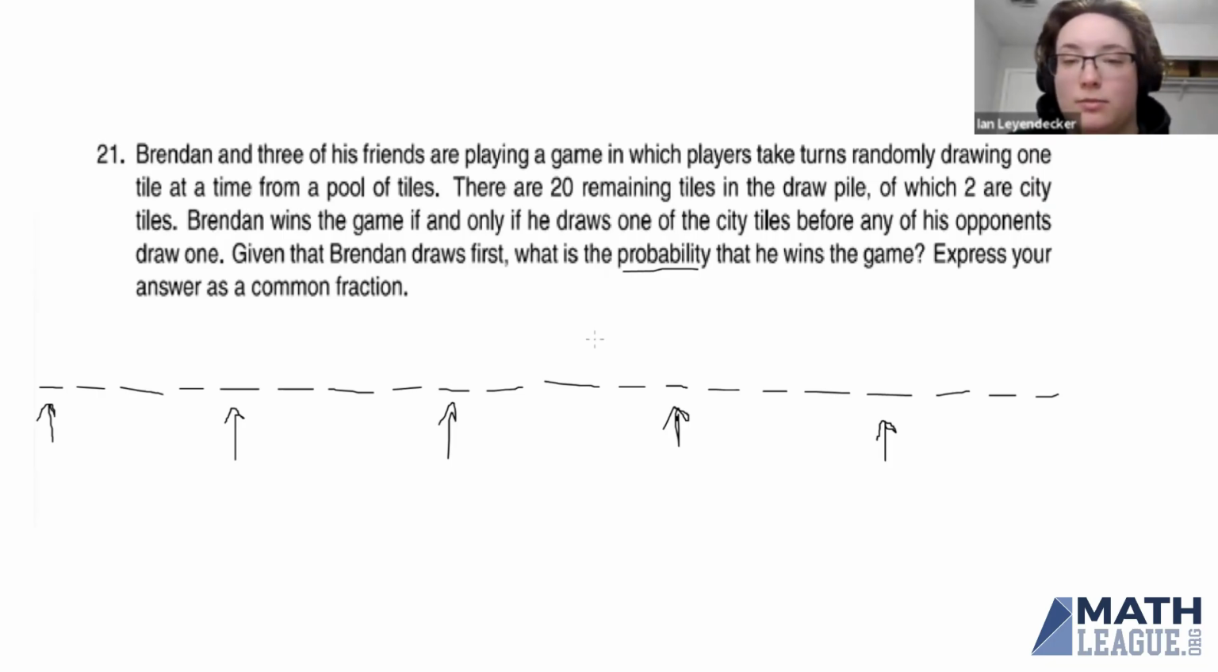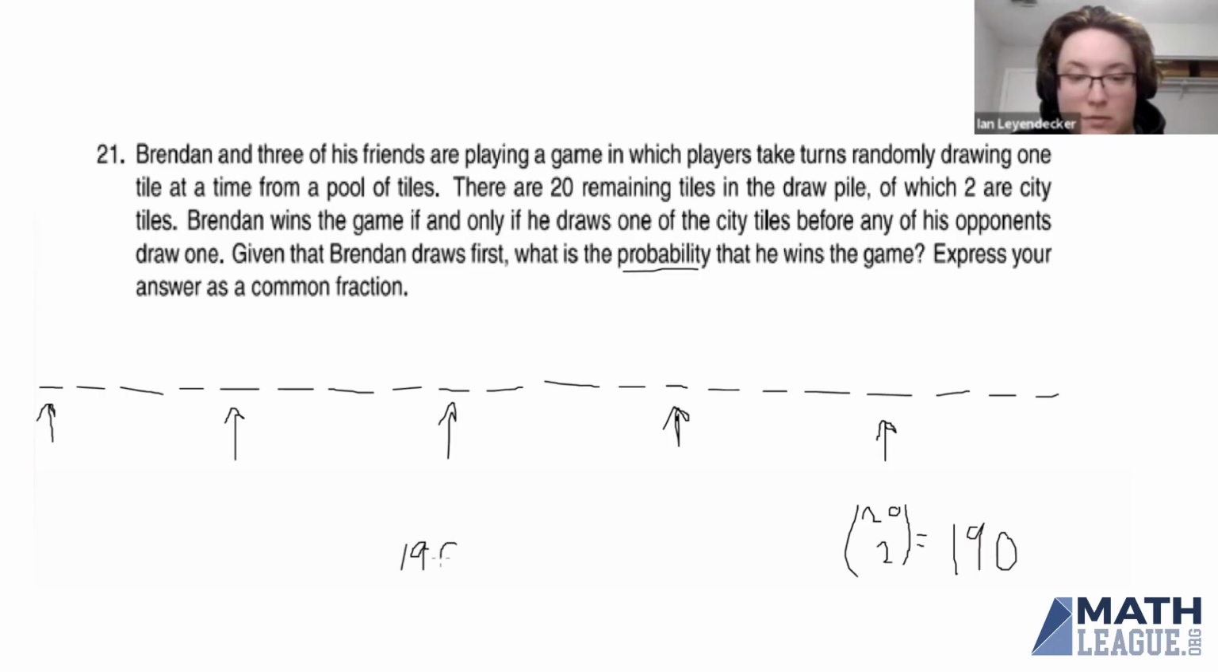Well, we can figure out the total number of possible placements for these city tiles. There are 20 of these spaces, and we want to fill 2 of them. We can pick any 2. That means we're finding 20 choose 2. 20 choose 2 is 20 times 19 divided by 2, or 10 times 19, or 190. So 190 is going to be our denominator, our total cases.